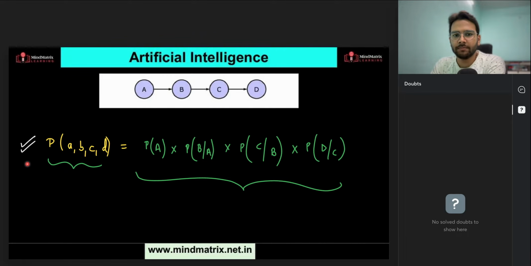We already know this, correct? You can also write it as probability of A multiplied by probability of B given A multiplied by probability of C given B comma A. But we can use the Markov property also. That is the reason. And what is the Markov property? We say that the probability of the next state will only depend on the current state, which is B here, not A. So that is the reason why we write like this.